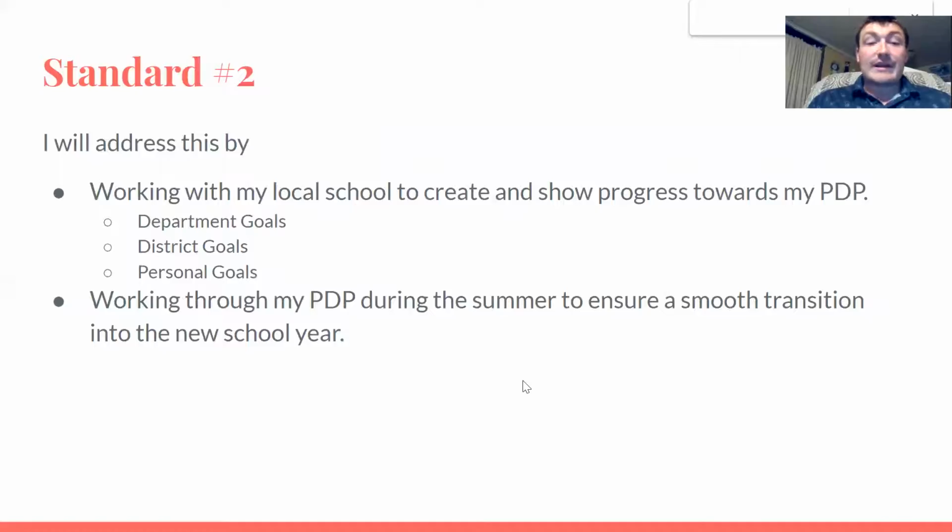I will address this by working with my local school. They will let me set up my own personal development plan. That's the PDP. And they have department goals. So for the math department, we have particular goals that we would like to check off. A lot of those include technology, especially in the virtual world that we're living in today.